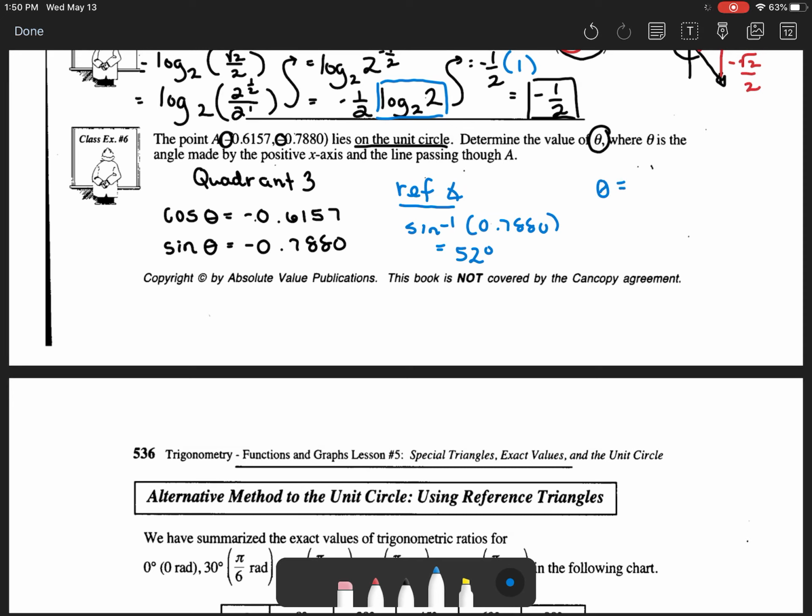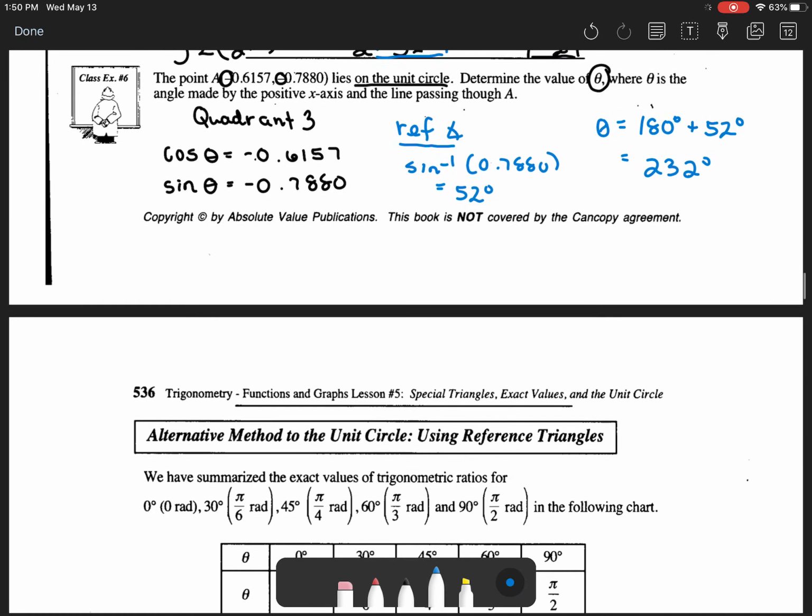So since I'm in quadrant 3, what would I do in quadrant 3? I would take 180 degrees plus my reference angle, and I'll get that rotation angle, which ends up being 232 degrees. But you can see how important that phrase on the unit circle is. Cosine is your x, sine is your y.